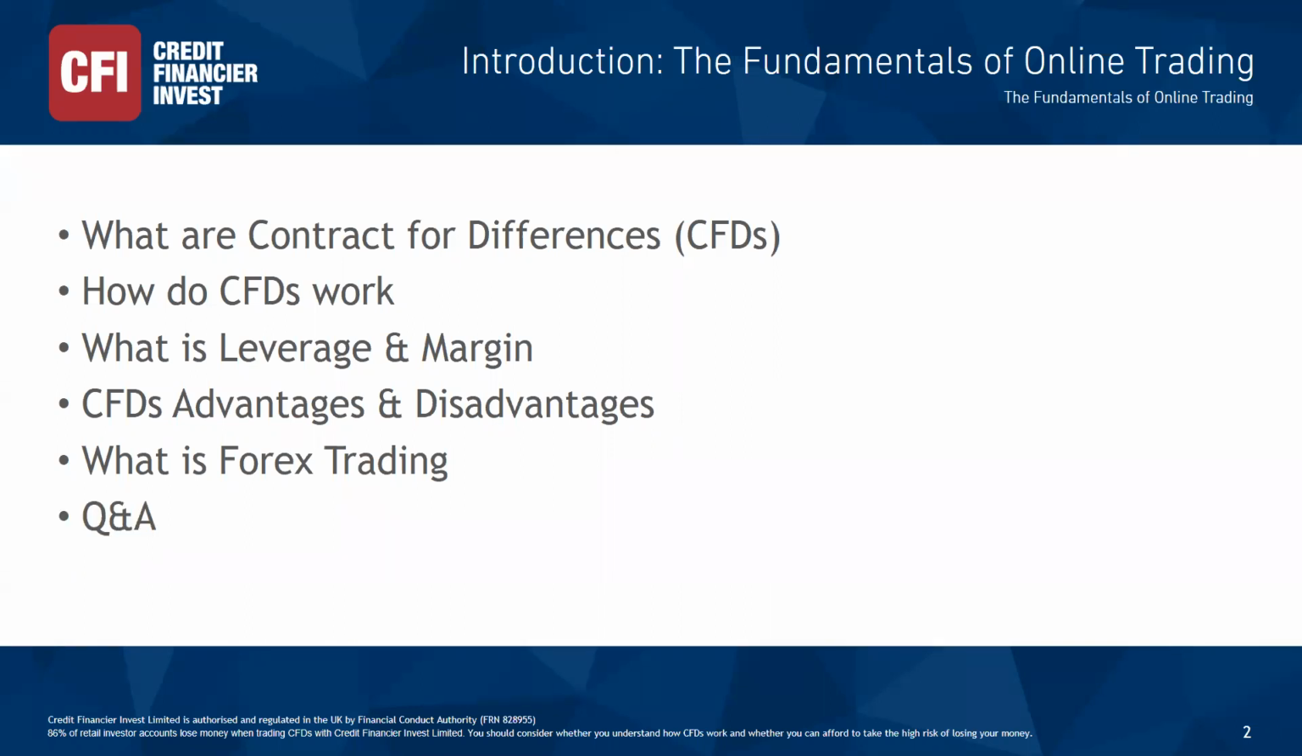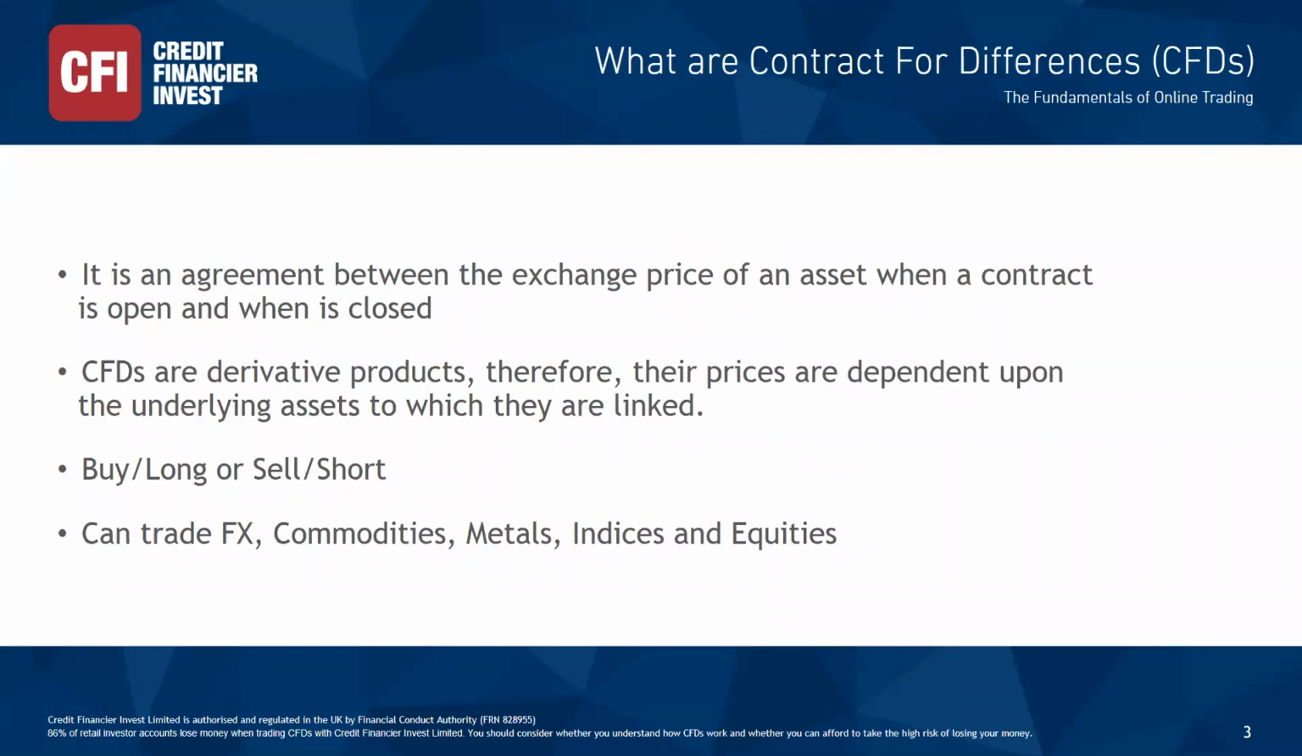So, okay, let's move on. What are contracts for differences, also known as CFDs? Essentially, it's an agreement on the exchange price of an asset, let's say gold or oil, between when the contract is opened and when the contract is closed. And this, ladies and gentlemen, helps you to speculate on the price movements of the financial markets without actually owning the underlying asset, okay? Just bear that in mind.